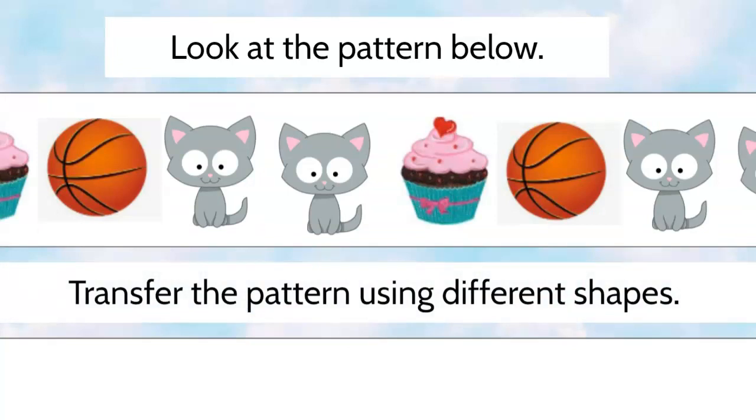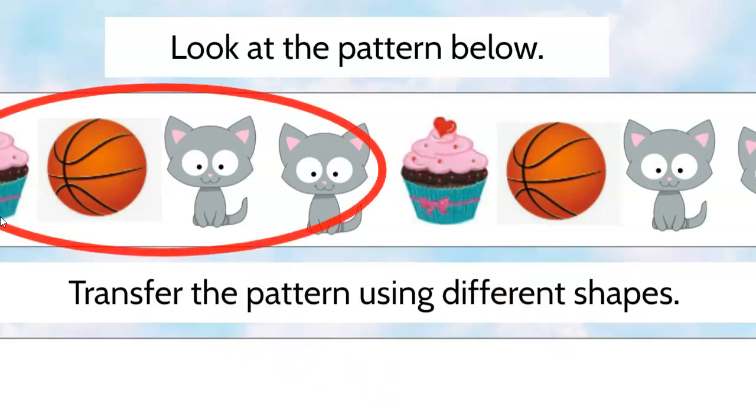Transfer the pattern using different shapes. Oh, so last time we used numbers to transform and transfer the pattern. We've already used letters to transfer the pattern. Now let's use shapes. So instead of saying cupcake, oh, there's the core again. We know that. So instead of saying cupcake, we can say rectangle. Instead of basketball, we can use a heart. Instead of a cat, we can use happy face.